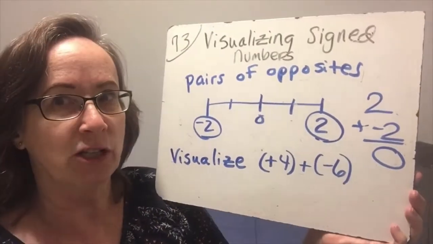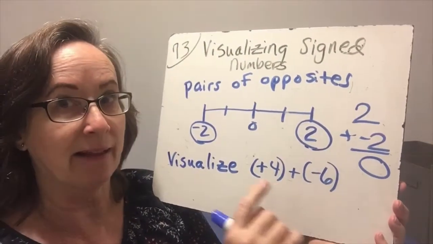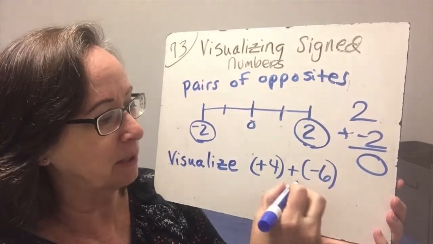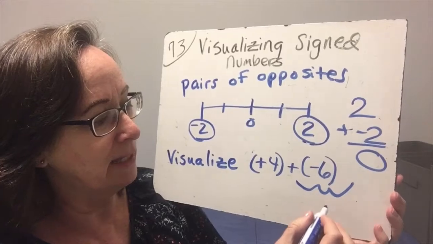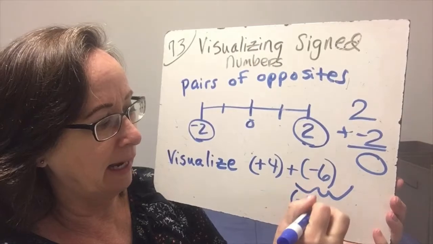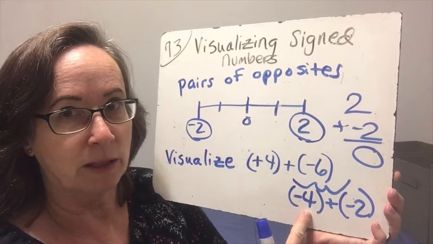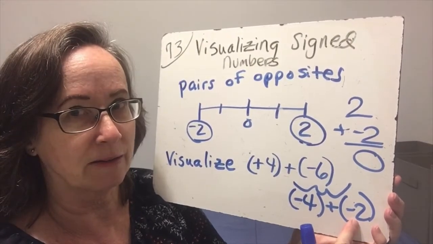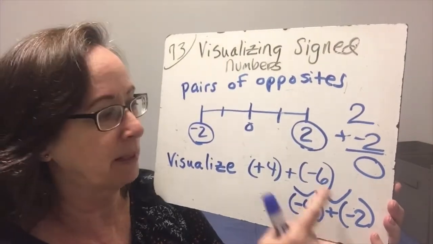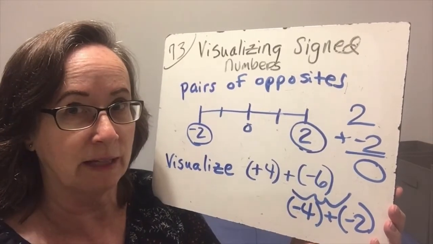So when we're visualizing how to add 4 and -6, we take the bigger number and break it up. We're going to break up the 6 into the opposite of the 4, which would be -4, and then plus another -2, because $4 in debt and then $2 more owed would be $6 altogether. So we're just breaking the negative number up into 2 negative numbers that add together to give you -6.